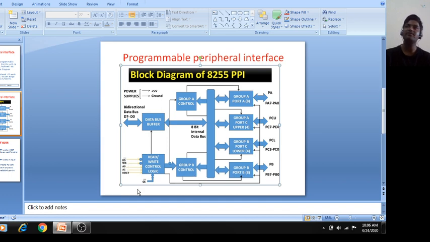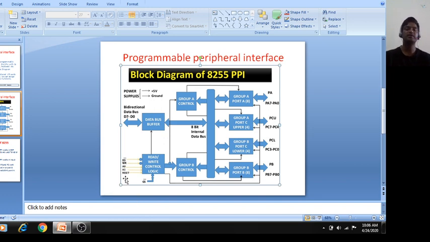Next, RD bar: when its value is 0, the CPU or microprocessor will read the data. WR bar: when its value is 0, it will write the data. Both are active low signals, so these two will work when the value is 0. But at one time, either RD bar can be 0 or WR bar can be 0, not both.